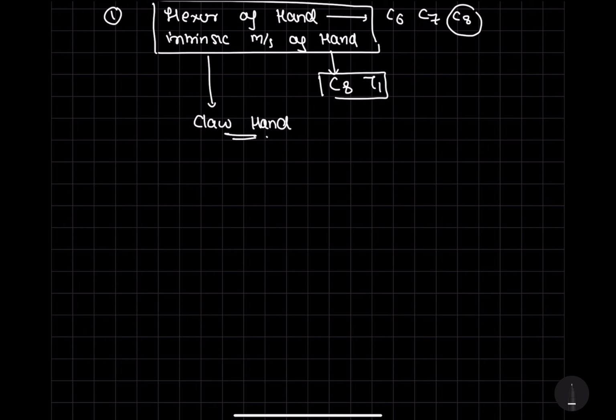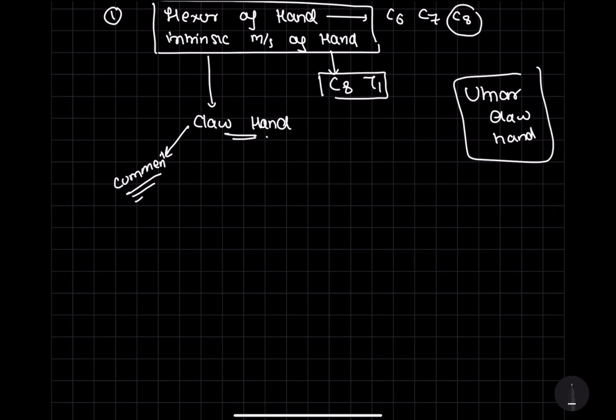Now what happens in claw hand? You tell me, comment what happens in claw hand. Remember one thing, there is also the ulnar claw hand. That is a whole different thing, so do not mix it up here. We have also studied claw hand in ulnar nerve injury, but that is different. Don't try to mix things up. This is claw hand.